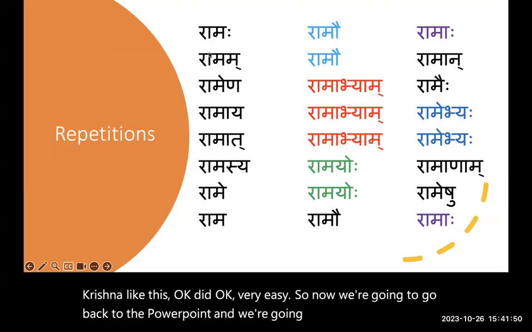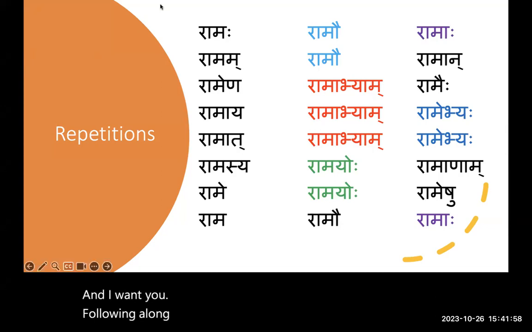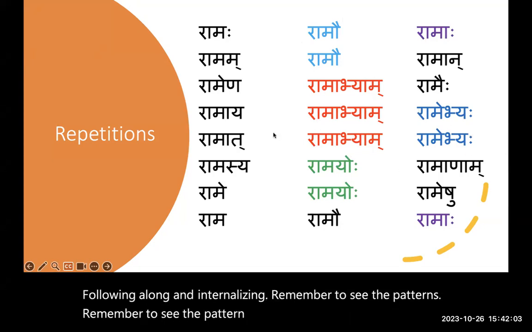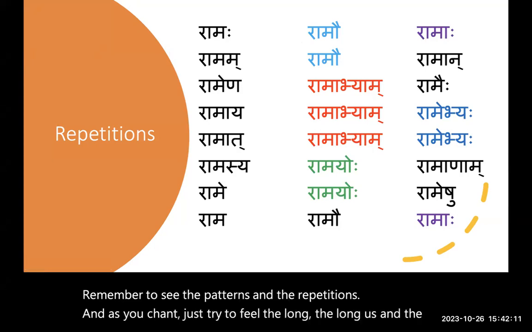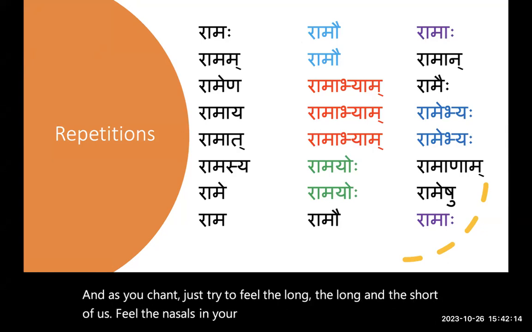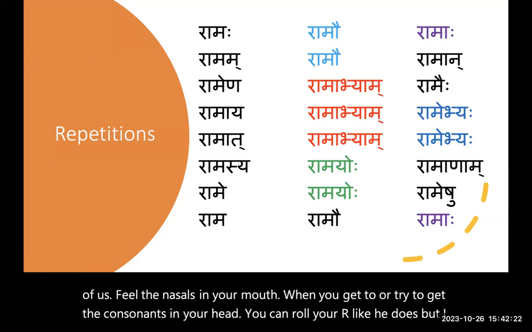So now we're going to go back to the PowerPoint and we're going to give this a shot. So here we go. We're going to do this for a good 5 minutes at least. And I want you following along and internalizing. Remember to see the patterns and the repetitions. And as you chant, just try to feel the long uhs and the short uhs. Feel the nasals in your mouth, and try to get the consonants in your head. You can roll your R like he does, but I find that weird.